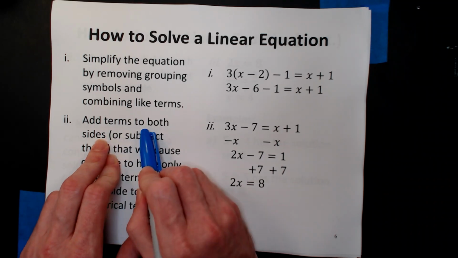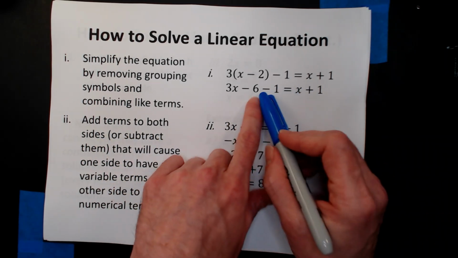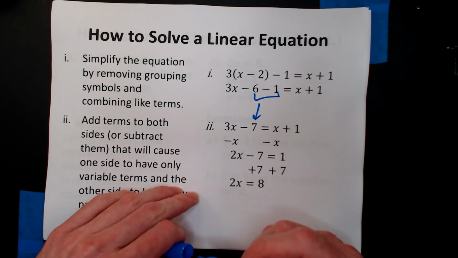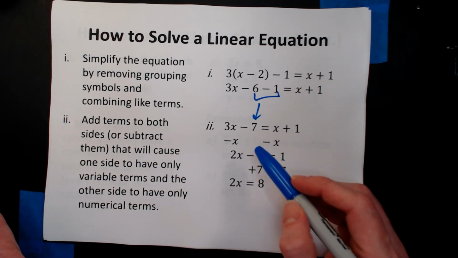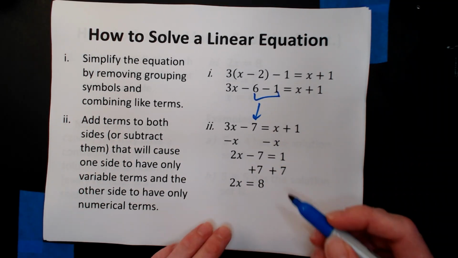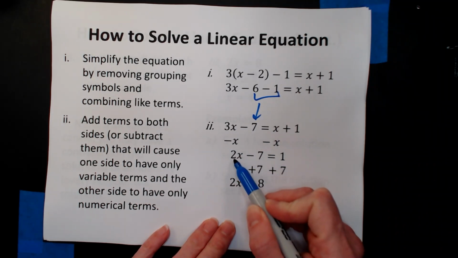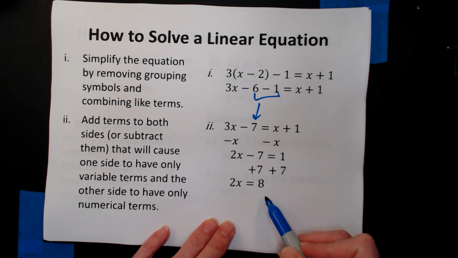Add terms to both sides or subtract them that would cause one side to have only one variable. So here we're going to combine these like terms. So we get the 7. And then we're going to add terms to both sides to get all our x's on one side, all our constants on the other. Or variables, in this case it's x. We're going to subtract x from both sides, we get 2x. And then we add 7 to both sides, so we get 8 over here. So we get 2x equals 8.